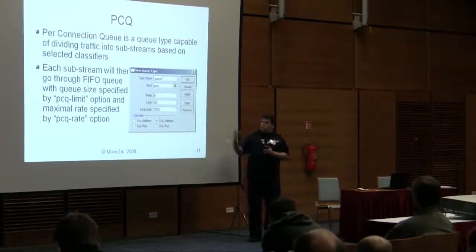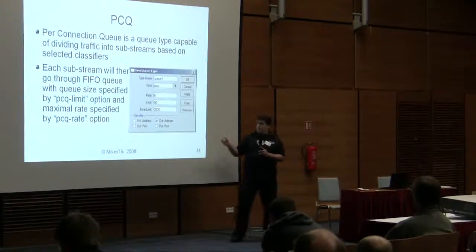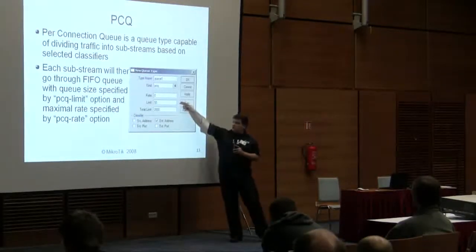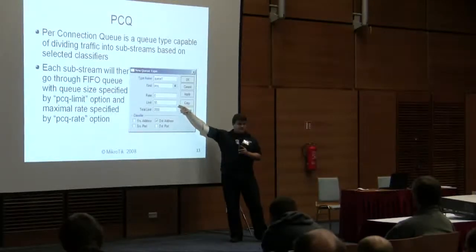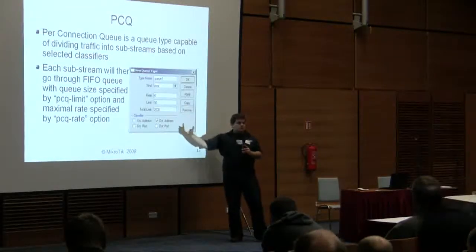Also, you need the queue size for each subqueue. You can do this here, limit option. So limit is not the speed in here. It's the size of the subqueue. And the total limit is the size of the whole PCQ together.